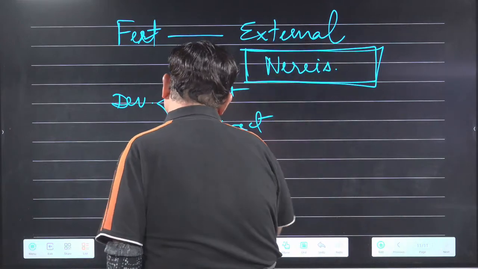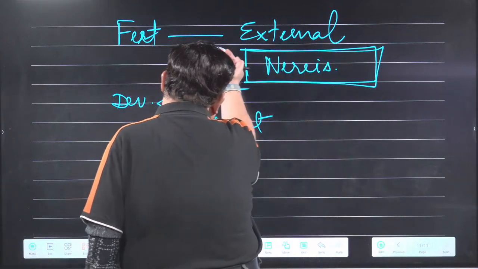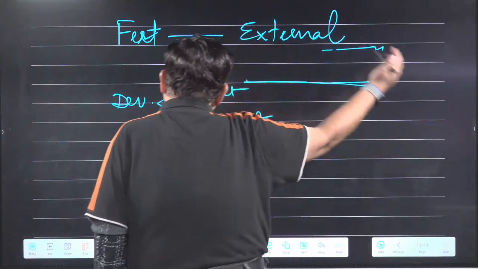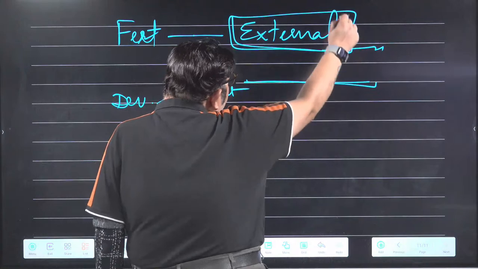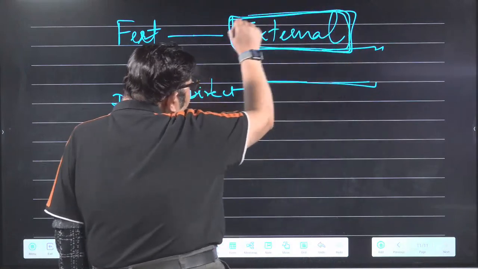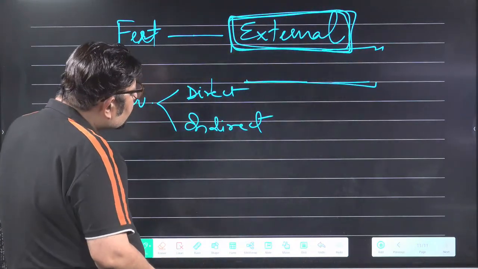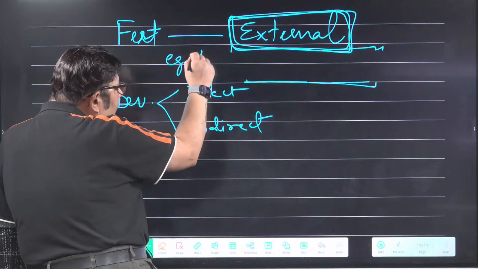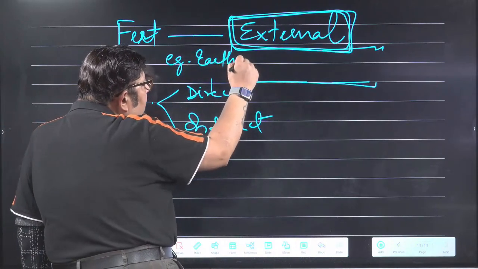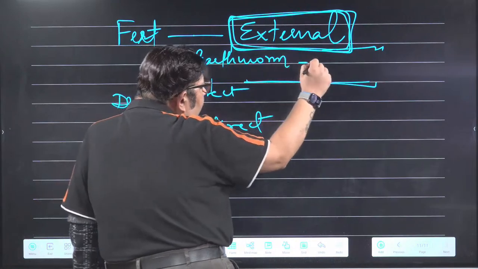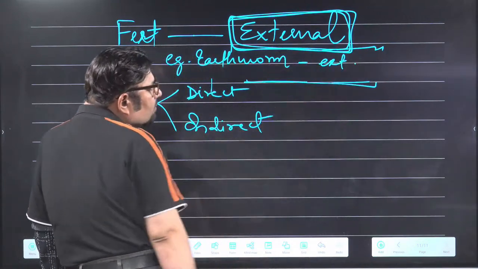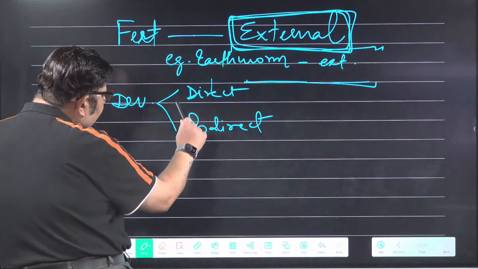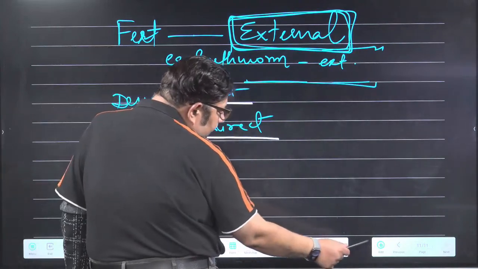So, beta, let us keep the things fewer. Just remember fertilization is external. You know that if you remember the earthworm, it occurs in the cocoon but outside the body. Here you can write the example of an earthworm: inside the cocoon, outside the body. And development can be direct or indirect.